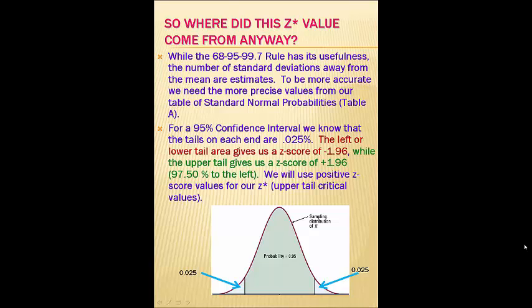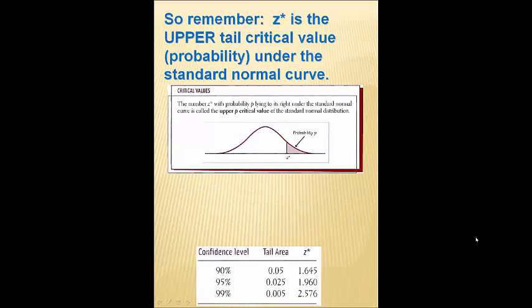So if you happen to get the negative number, if you're looking at the lower one, just go ahead and make it positive. So if you had 5% on each tail, you can look up the lower left one and just make it positive. Okay, but it's going to be given to you. You'll find that those resources are readily available almost all of the time. So you want to remember that z star is the upper tail critical value, that probability underneath the standard normal curve. It's also in table C in the back of the book, and it's reflected in the diagram at the top of that page.